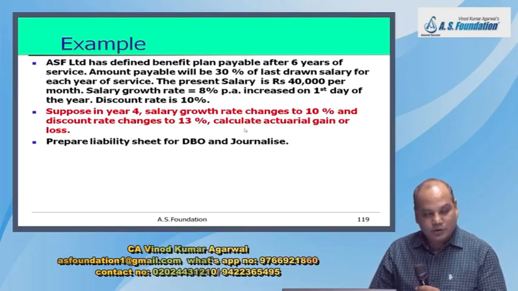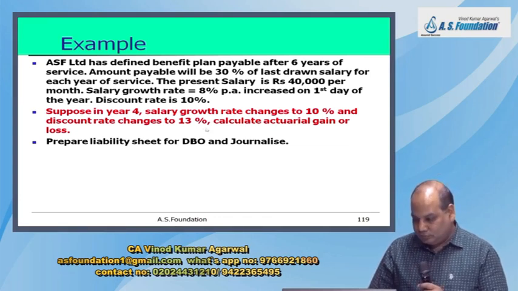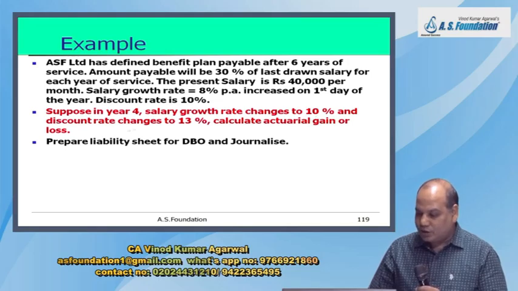Now they have added one question. Compute actuarial gain or loss. Because of your change in two assumptions here. Which two assumptions have we changed? Salary growth rate at 8% is now assumed to be 10%. And the discount rate was 10%, now we are assuming 13%.